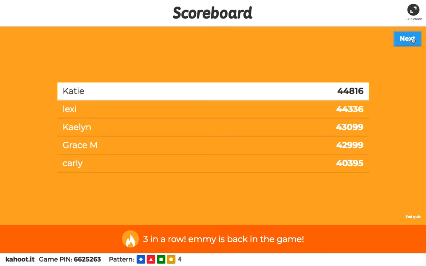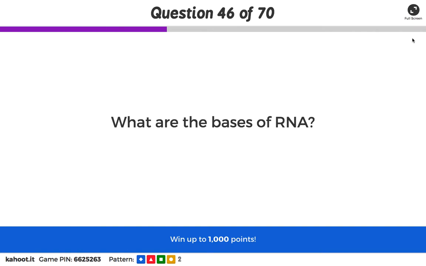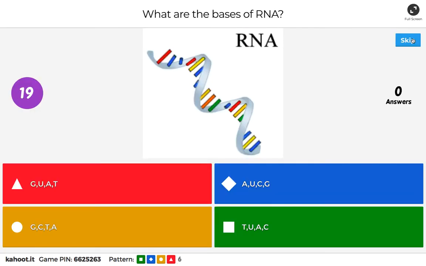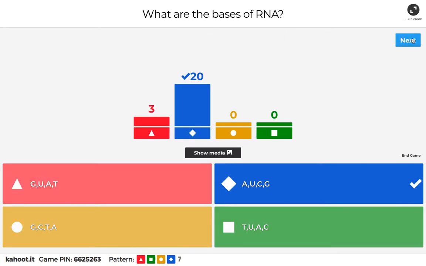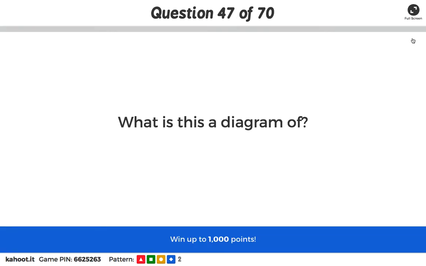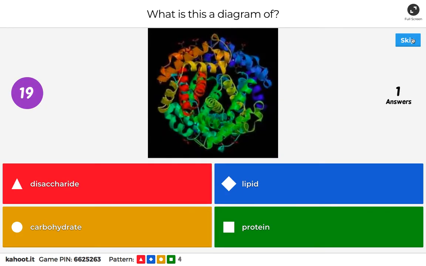Oh, yeah, things to remember from Unit 1. The bases of RNA. There is no thymine in RNA. Right here, right now. Ooh, diagram. I love diagrams.